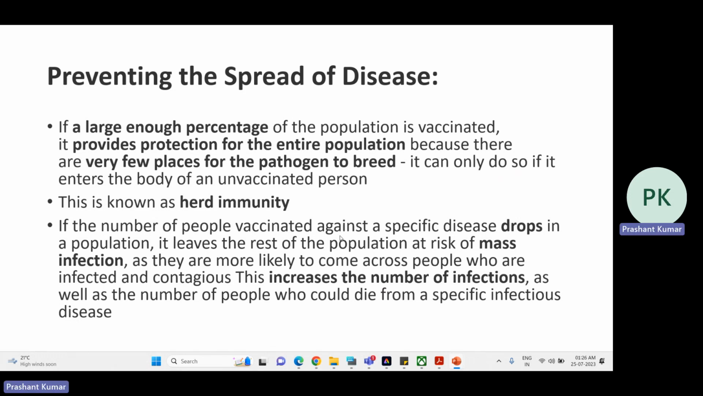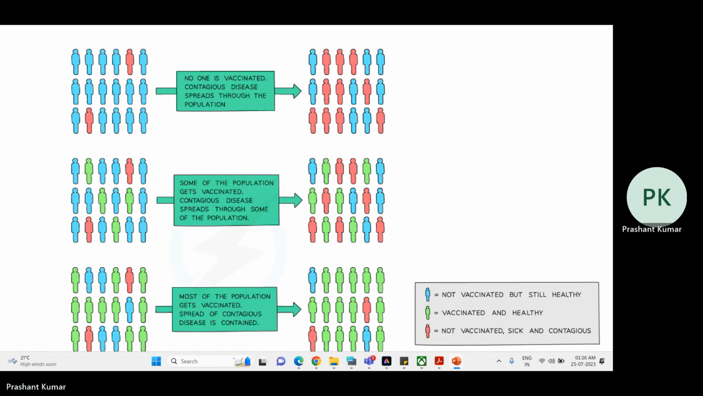If the number of people vaccinated against a specific disease drops in a population, it leaves the rest of the population at risk of mass infection, as they are more likely to come across people who are infected and contagious. This increases the number of infections as well as the number of people who would die from the specific disease. That's what happened in COVID in the beginning.